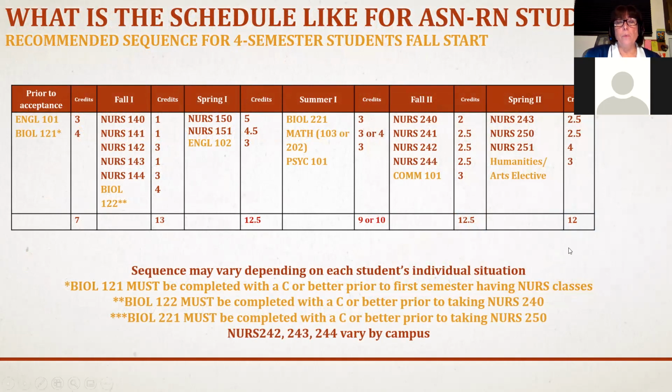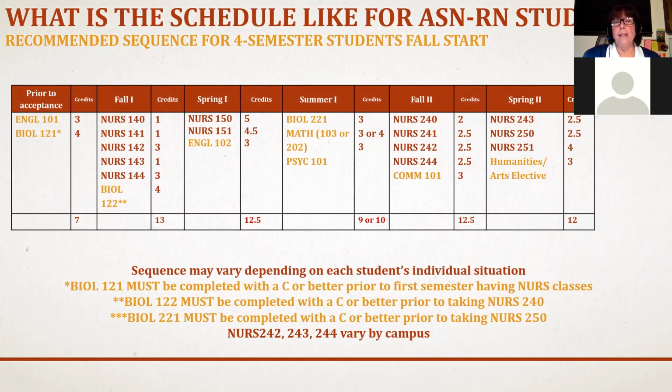This is what the 4-semester curriculum will look like. Again, our semesters are 14 weeks long, so these are broken up into 2 7-week semesters. For a student who enters in the fall, they would take 140, 142, and 143 in the first 7 weeks of fall semester 1, 141 and 144 in the second 7 weeks, 150 in the first 7 weeks of spring, 151 in the second 7 weeks of spring. Summer would be off. You could use that to get some of your general education out of the way. 240 and 242 in the first 7 weeks of the second fall semester, 241 and 244 in the second 7 weeks. And then in the final spring before graduation, 243 and 250 in the first 7 weeks, 251 in the second 7 weeks.